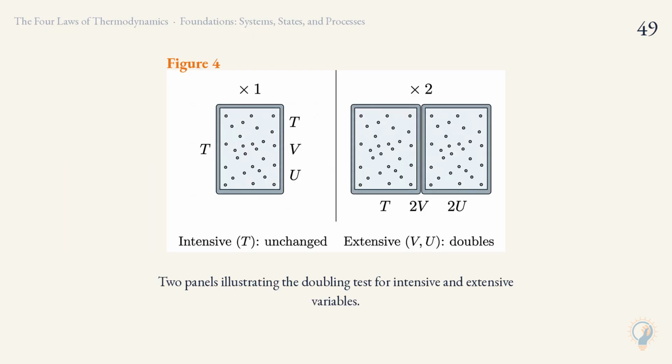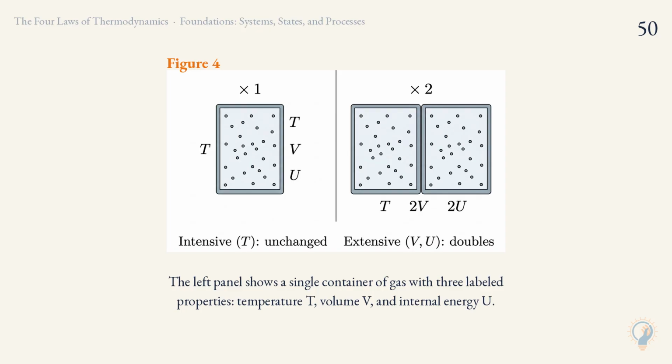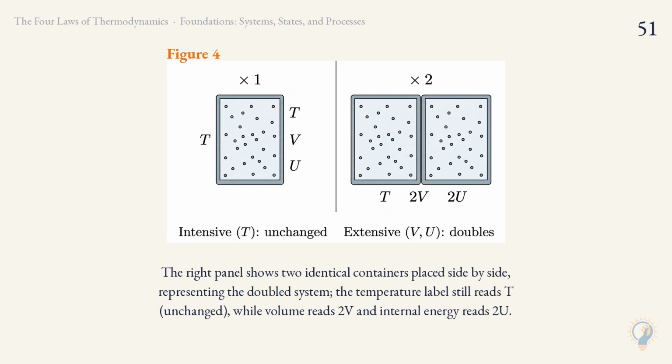Figure 4, two panels illustrating the doubling test for intensive and extensive variables. The left panel shows a single container of gas with three labeled properties: temperature T, volume V, and internal energy U. The right panel shows two identical containers placed side by side, representing the doubled system. The temperature label still reads T, unchanged, while volume reads 2V and internal energy reads 2U.